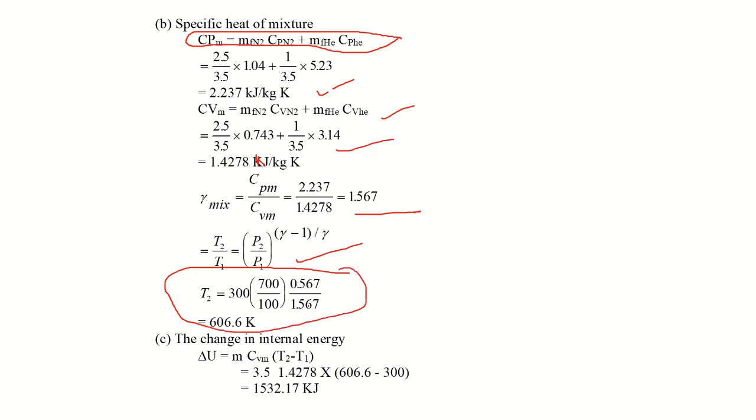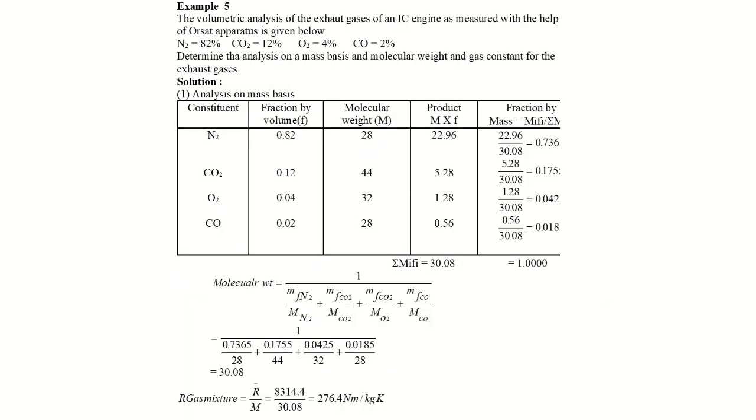Change in internal energy: since temperature is known, change in internal energy, we know this. It's a constant one. Right. So it's basically applying the equations which you have derived and determining the required values. So another example I'll work out.